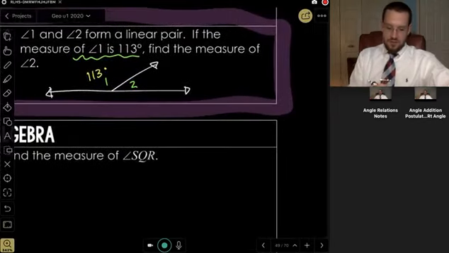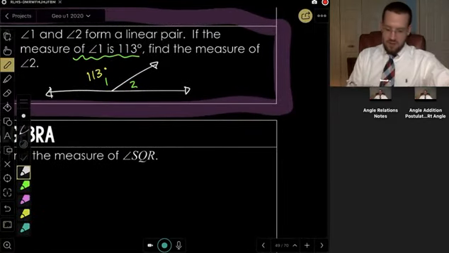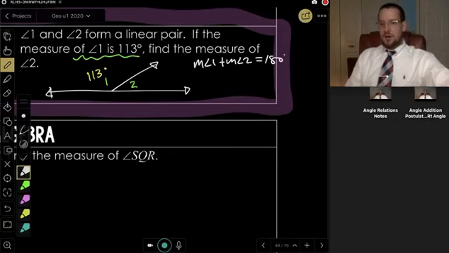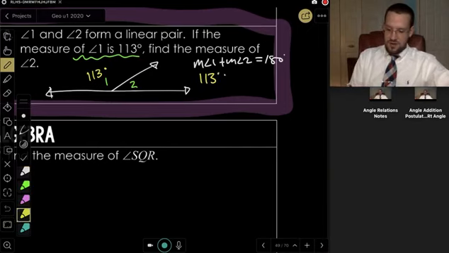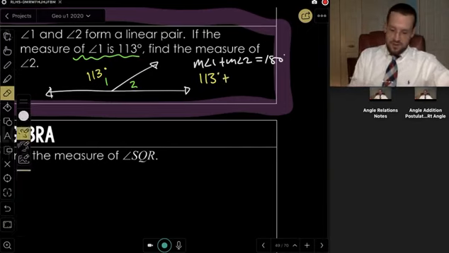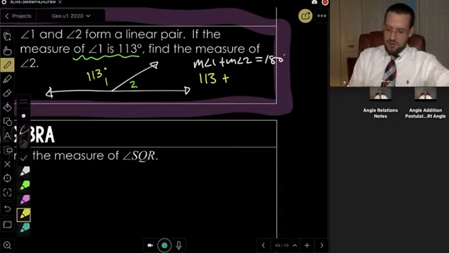So over here, I'm going to write what we have going on. We have the measure of angle 1 plus the measure of angle 2 is equal to 180 degrees, because these form a straight angle. These form a straight line. Straight angles are 180 degrees. And we were told that the measure of angle 1 is 113 degrees. So we just need to take that 113, and we need to look for the measure of angle 2. And so this is our equation.